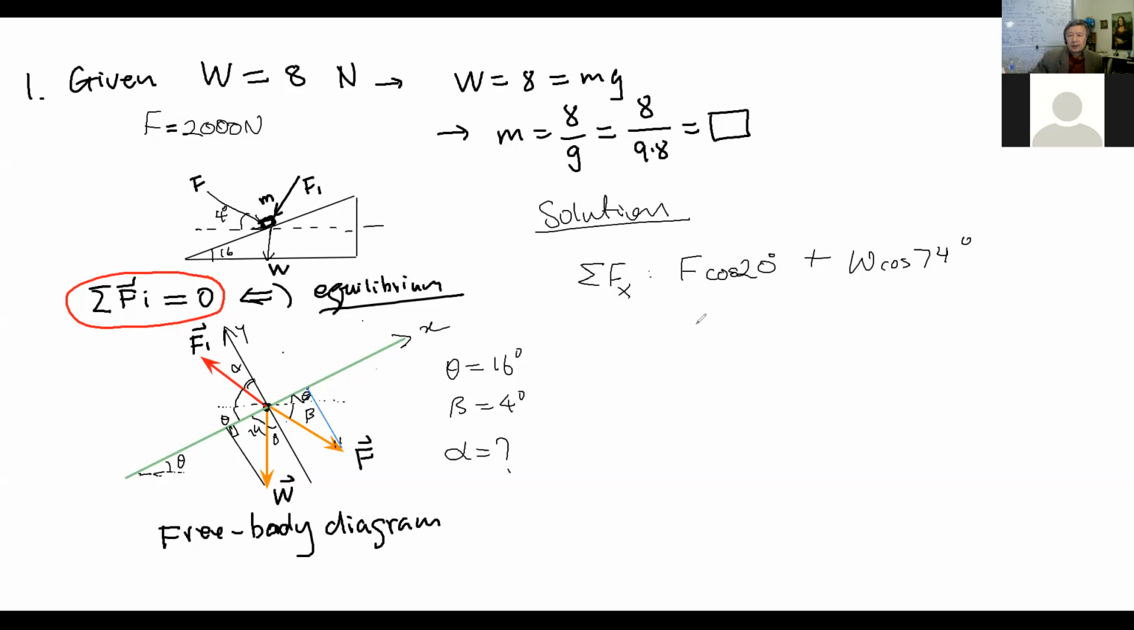Of course, there are three terms here. The first term will be F cosine theta plus beta, right? Yep, theta plus beta. How about this component, W times cosine? Can we just say sine theta? Sine theta? Yeah, simple.